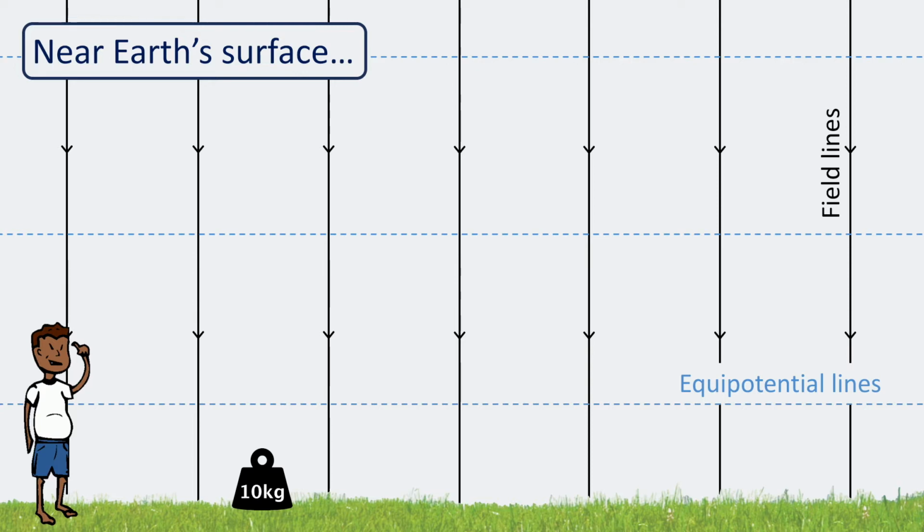So for example, if we lift this object up, since we're working against the field lines, it will gain potential energy. If we then move it a bit to the right, there is no change in potential energy because it's moving along the equipotential line. And then lastly, if we move the object downwards, it's moving along the field lines, so it's losing gravitational potential energy.